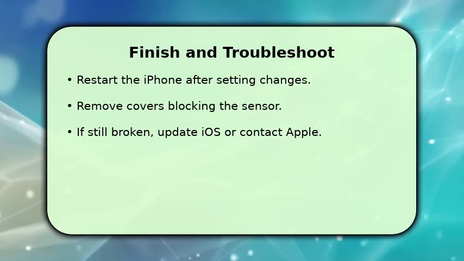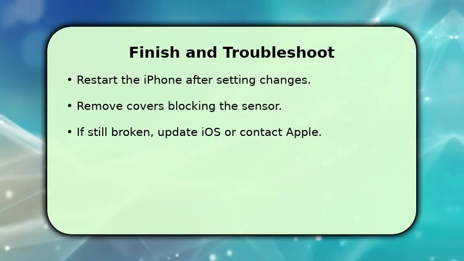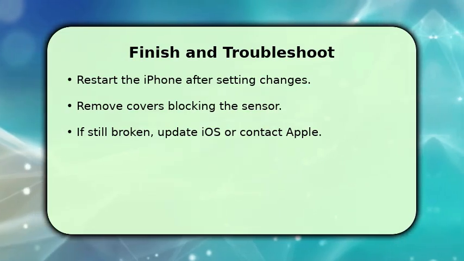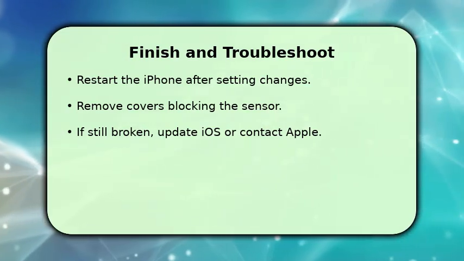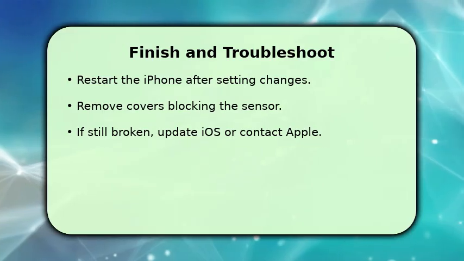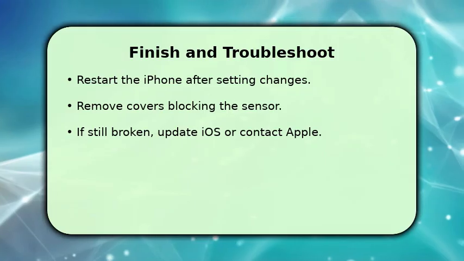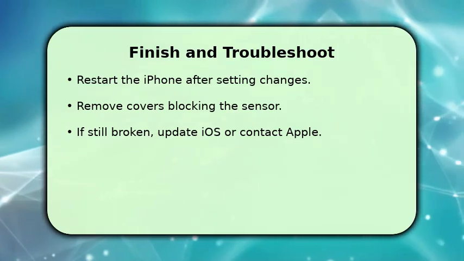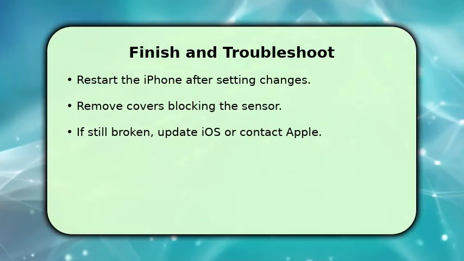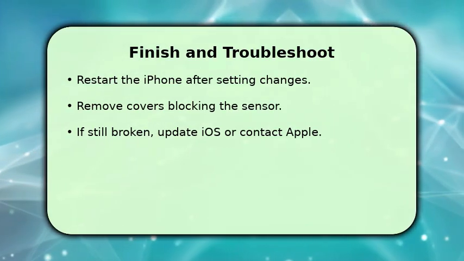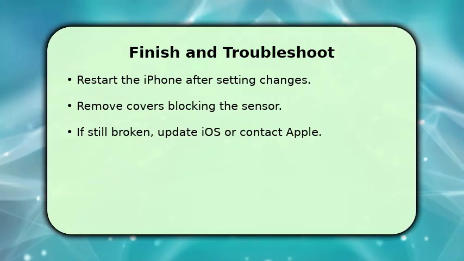If automatic changes remain inconsistent, remove any case or screen film that might block the ambient light sensor and retest in varied lighting. Make sure your iOS is up to date since system updates fix sensor issues. If you still have problems after an update and restart, contact Apple support or visit a service provider. Sensor calibration.